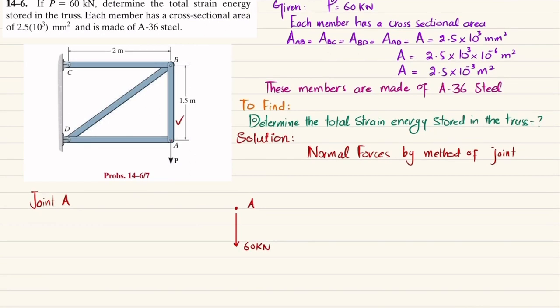This member AB exerts a force in upward direction. Let this force be FAB, and the member AD will exert force in this direction at point A. Let this force be FAD. So by using equations of equilibrium, we will find these forces.